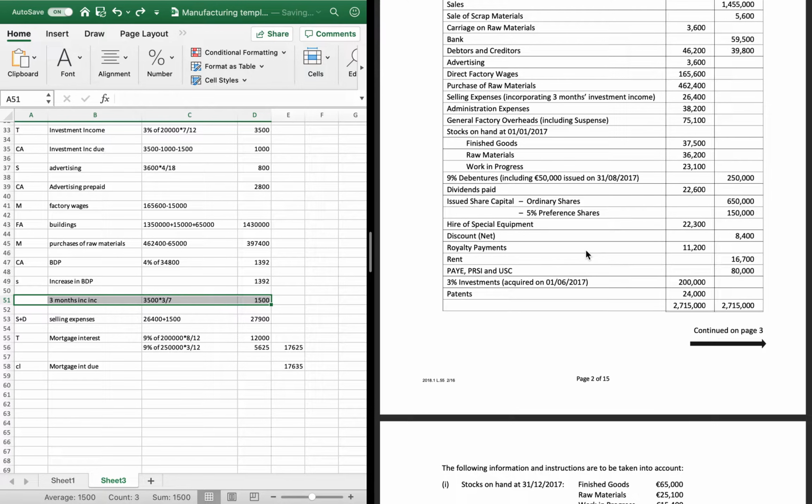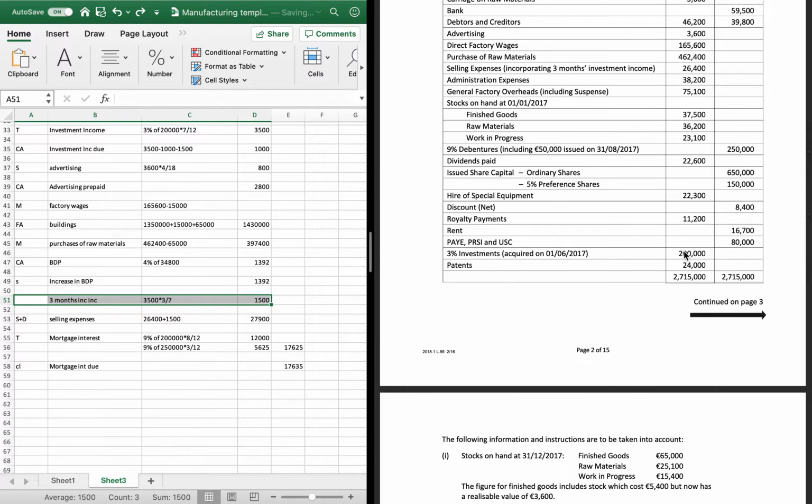Royalty payments. Royalty payments are an expense. Now, royalty payments will go into the manufacturing account. You generally get royalty payments from making stuff, so that'll be a direct cost, one of the prime costs at the top. Rent, you see, is credit side, so other operating income. PAYE, we've changed. Investments will go into fixed assets, and patents will go into fixed assets as well.